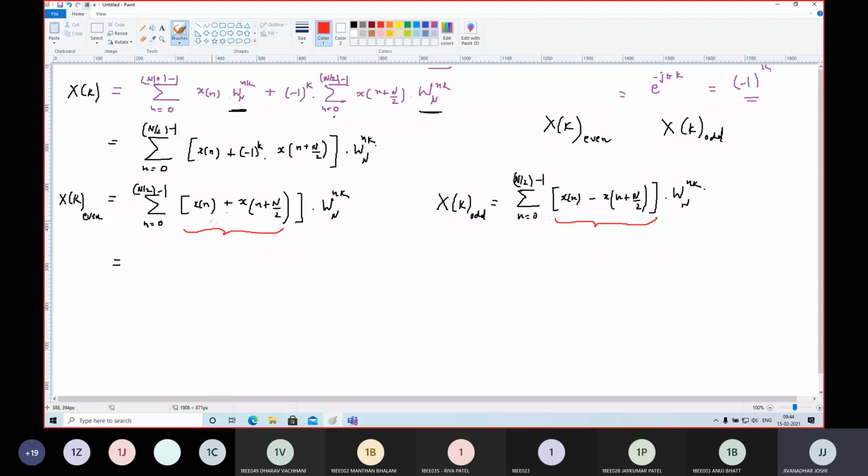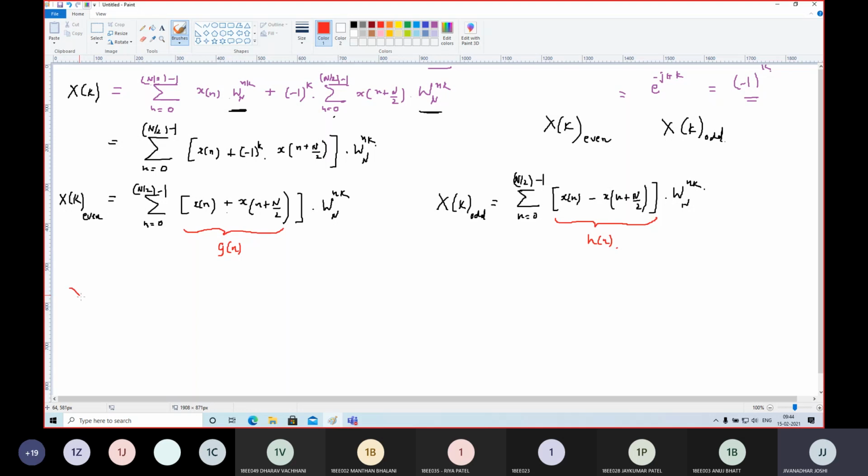And this is over the samples. So instead of capital letter, I am going to use small letter. Let me represent this as small g of n and this one as small h of n. So using this identity, now I can write down the equation for even and odd values of k.